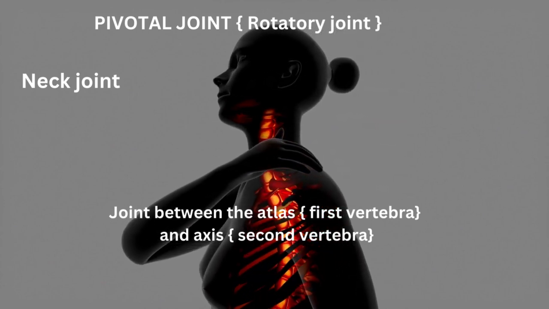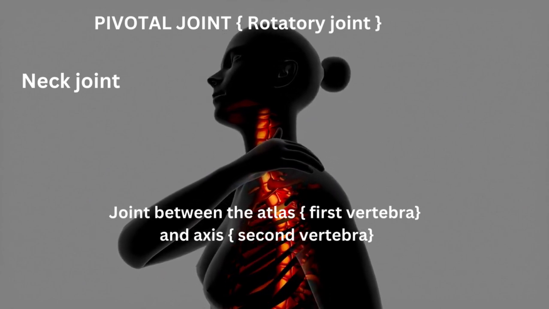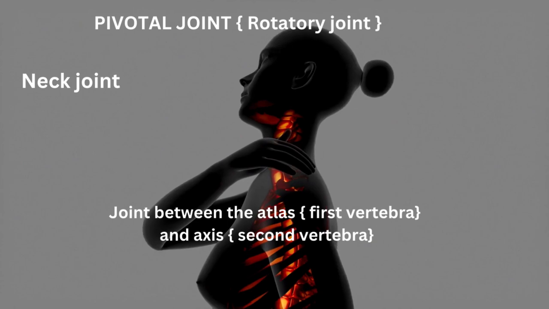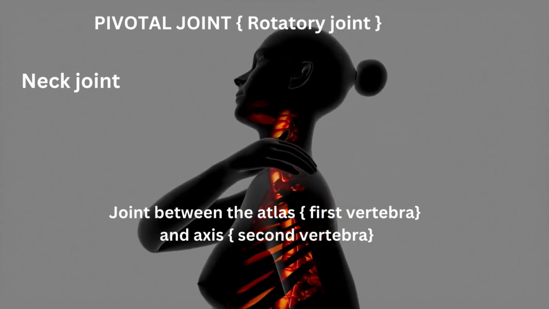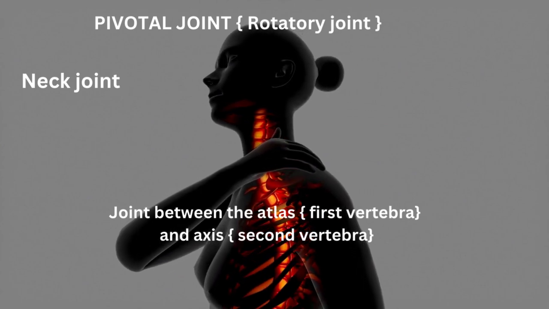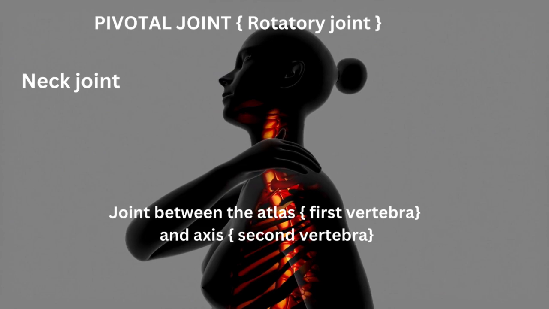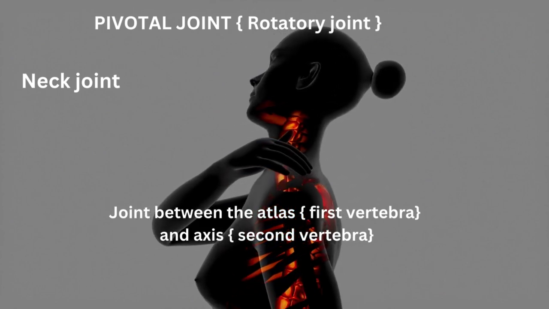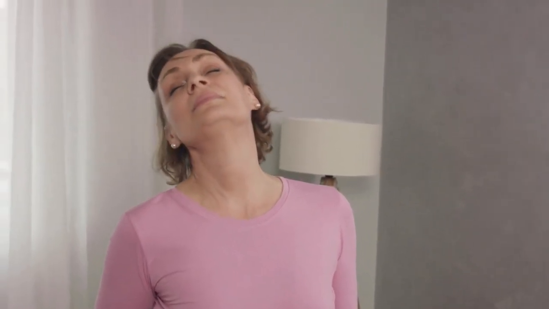See, this is the first vertebra and this is the second vertebra. The neck joint is the best example. In this pivotal joint the skull is present on the atlas, and the axis has a small peg-like elevation which makes the atlas and skull rotate in direction. That is how it is made in the pivotal joint. Thus the joint between the atlas, the first vertebra, and the axis, your second vertebra, is what you call the pivotal joint.